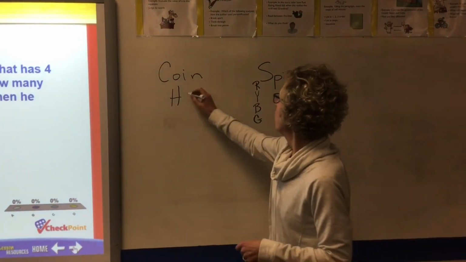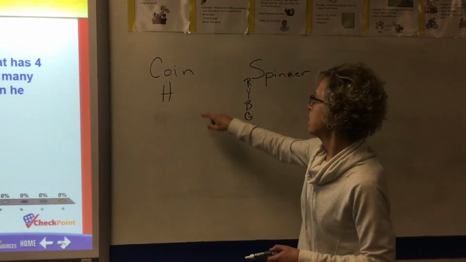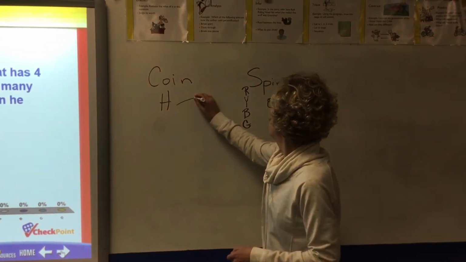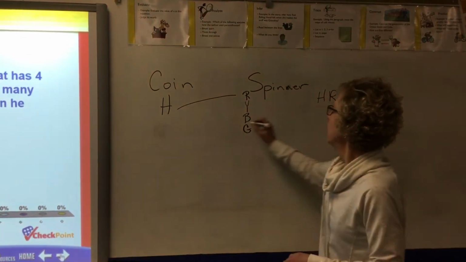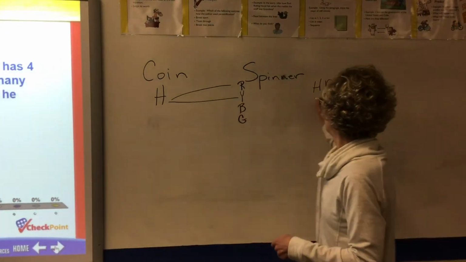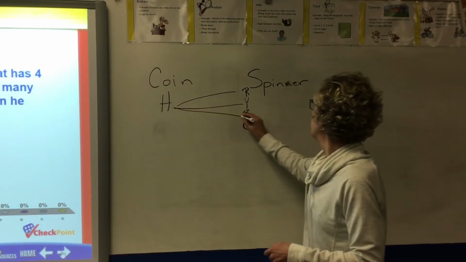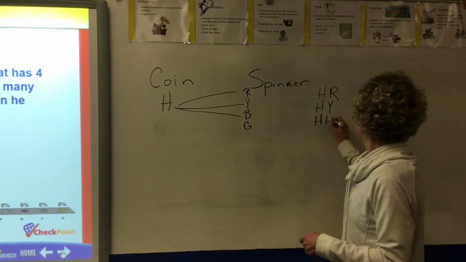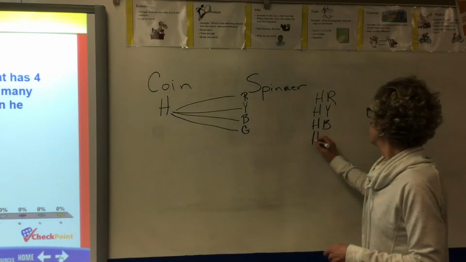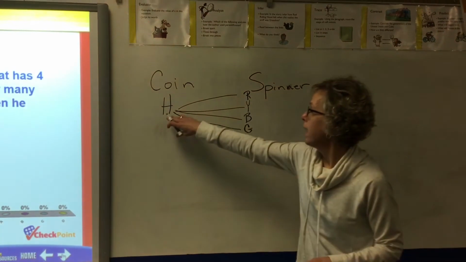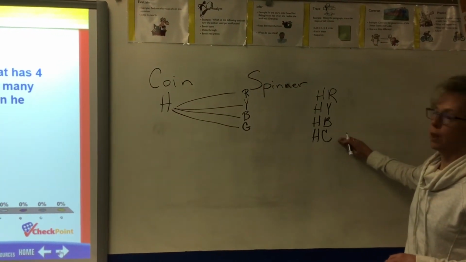So you know with the coin, if you flip the coin and then spin the spinner, you'd have the heads and red. So we list that as heads and red. You'd have the heads and yellow, the heads and blue, and then the heads and green. So from the heads side alone, you have 4 different outcomes.